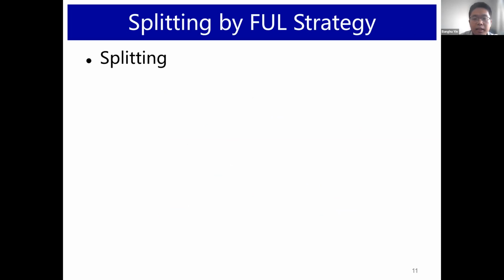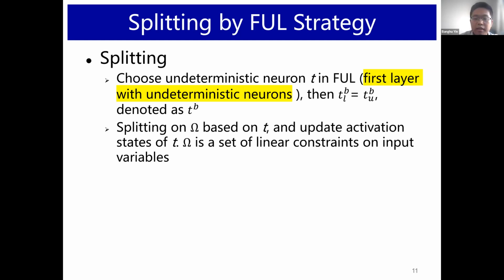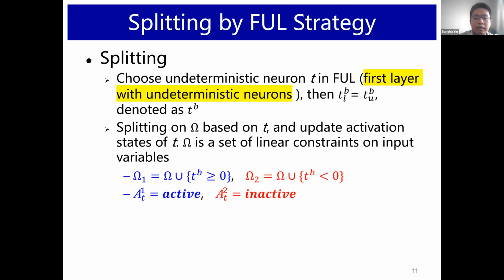The second technique is splitting by the FUL strategy. The splitting strategy includes two steps. The first one is to choose an undeterministic neuron T in FUL as the splitting neuron. FUL is the first layer with undeterministic neurons. The second step is splitting on omega based on T and the updated S, where omega is a set of linear constraints on input variables. The results are as follows.